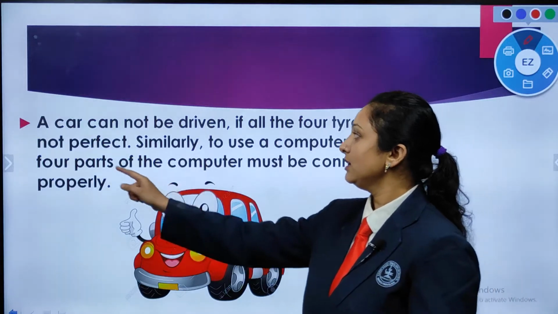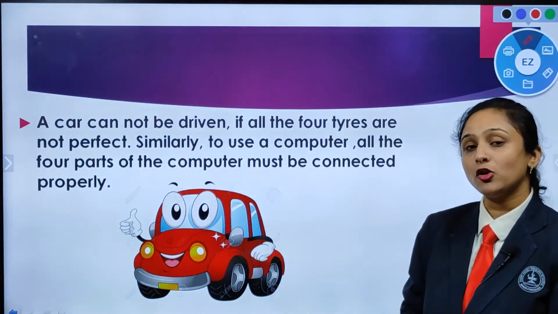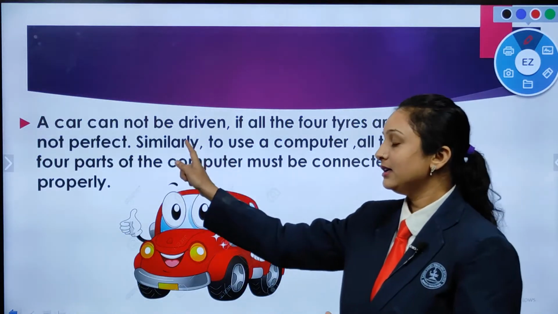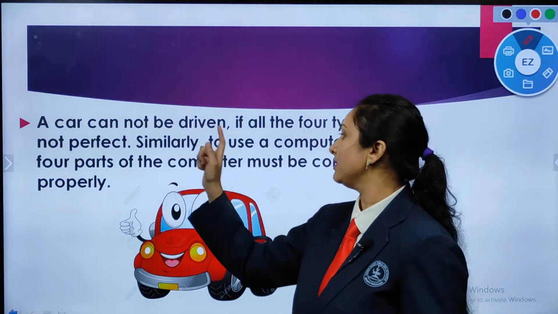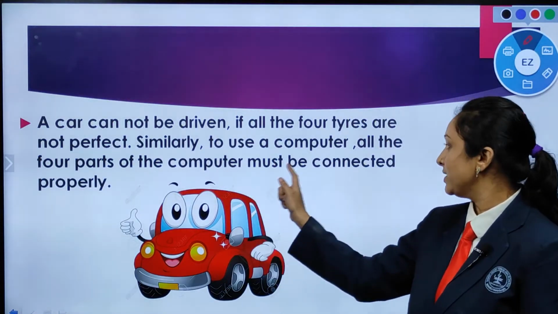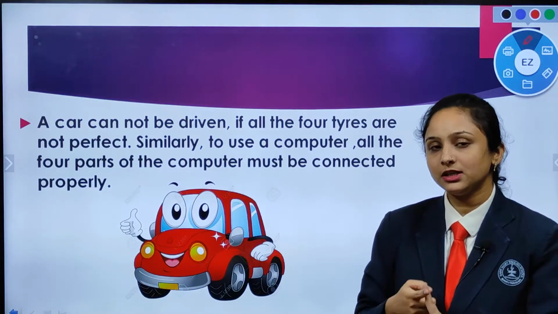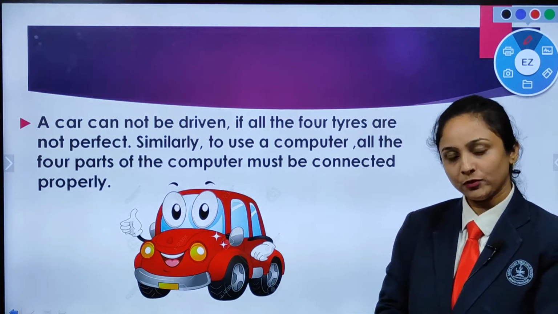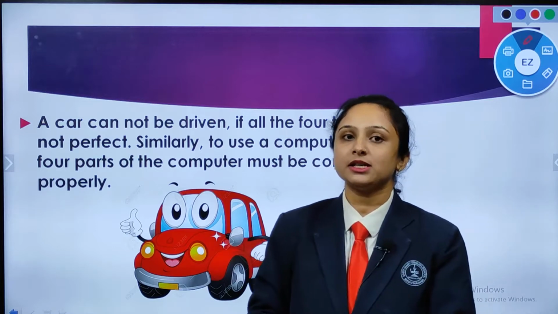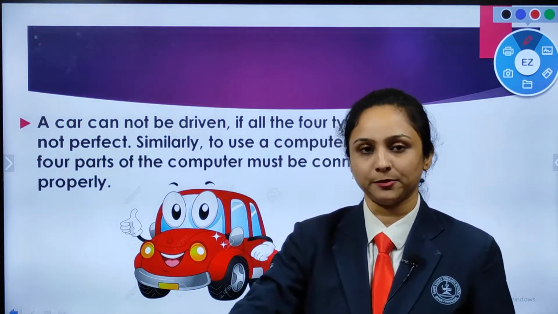So what is written here? A car cannot be driven if all the 4 tires are not perfectly attached. Similarly, to use a computer, all the 4 parts must be connected properly. If any one is missing, it is not going to work. Now we are going to see all these 4 parts in detail. We will start with the monitor.